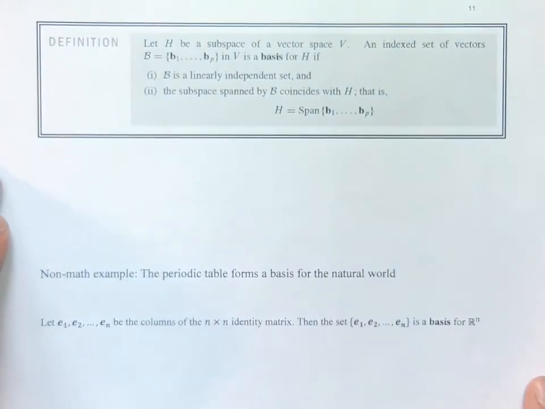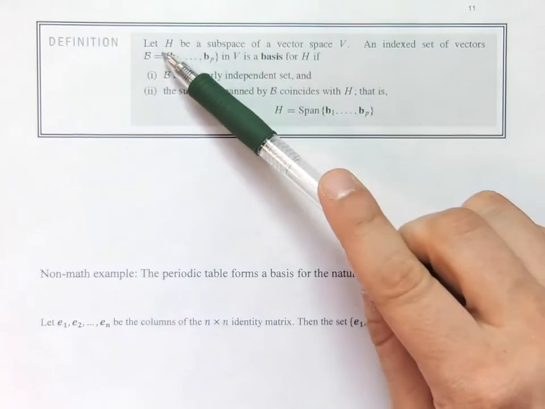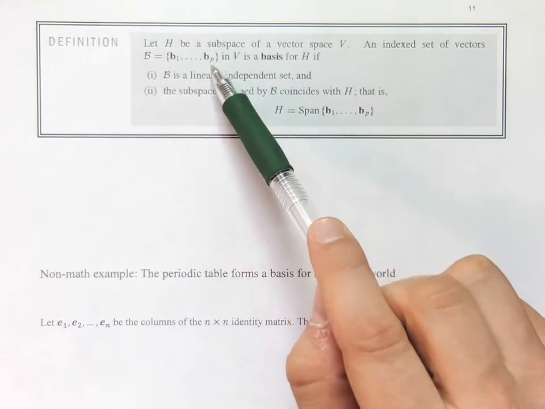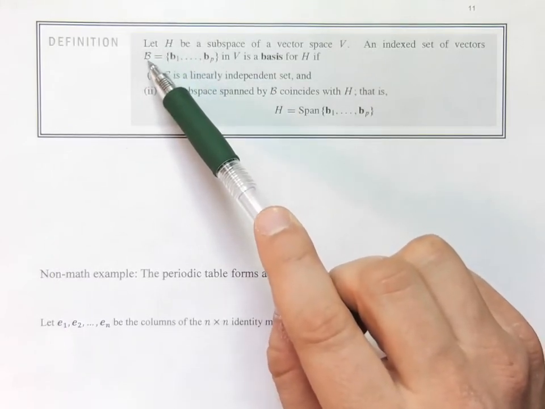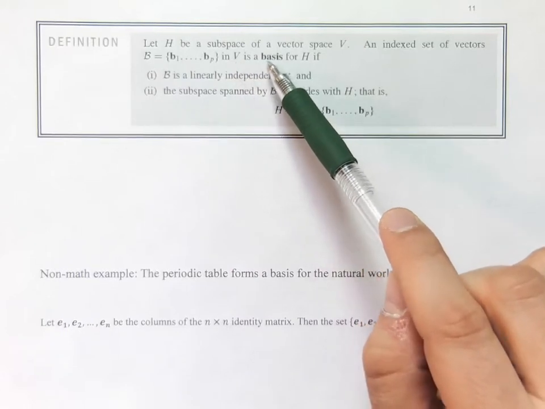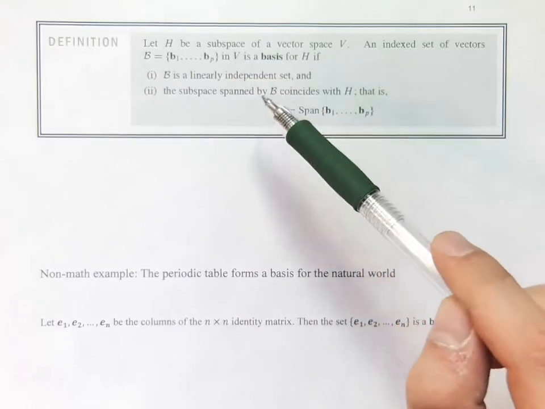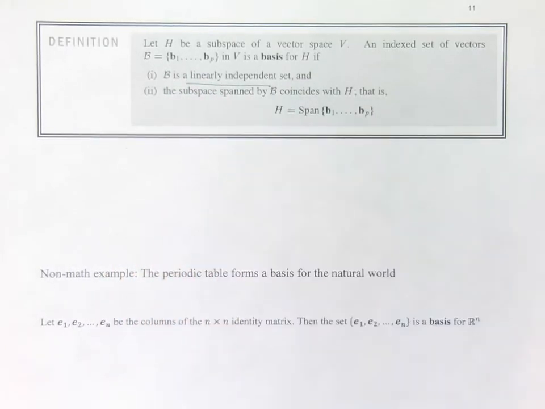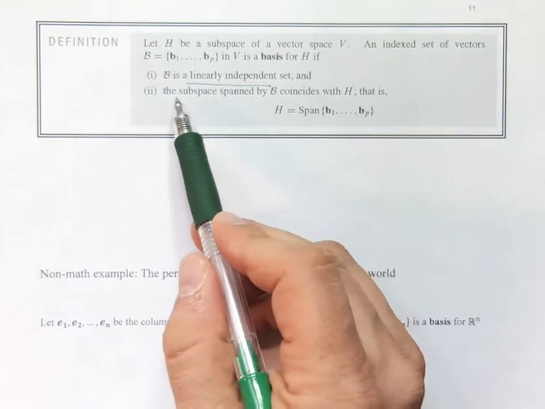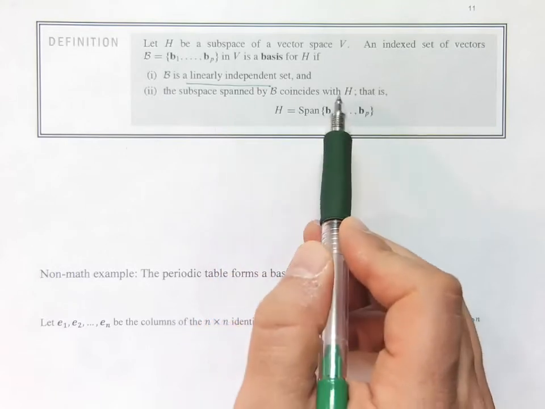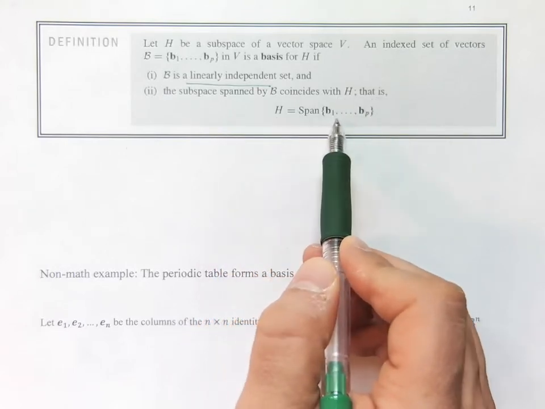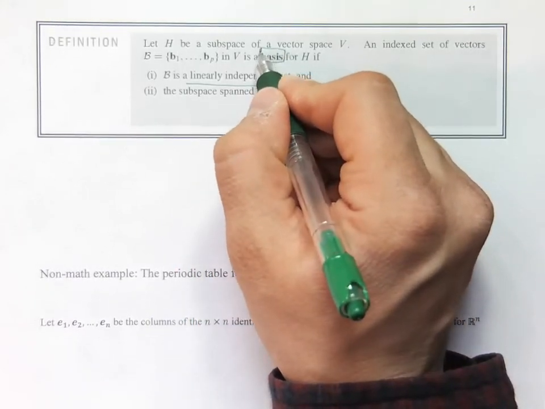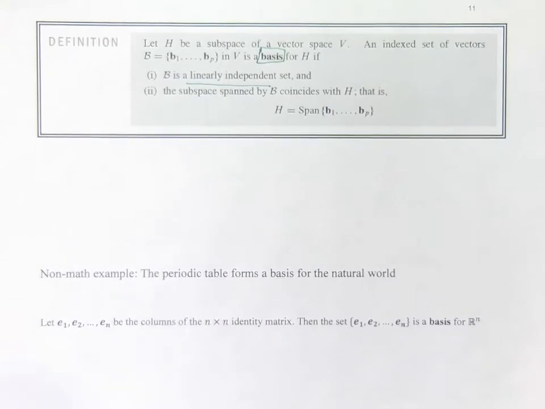This is the definition of what it means to be a basis. And so let H be a subspace of some vector space V. An indexed set of vectors B1 through BP, which we usually represent with the Greek letter beta, in V is a basis for H if these two things are satisfied. So if the set beta, so the set of vectors, is linearly independent, so that's why we just talked about linear independence, and if the subspace spanned by that set coincides with H. In other words, H equals the span of the set. And so this definition is what it means to be a basis. So if you're asked if something is a basis, you want to see whether or not these two things are satisfied.